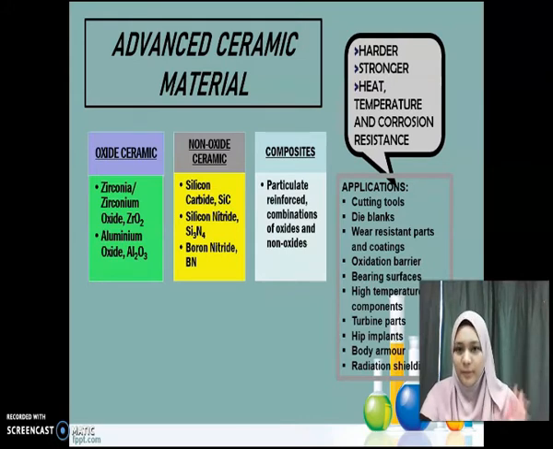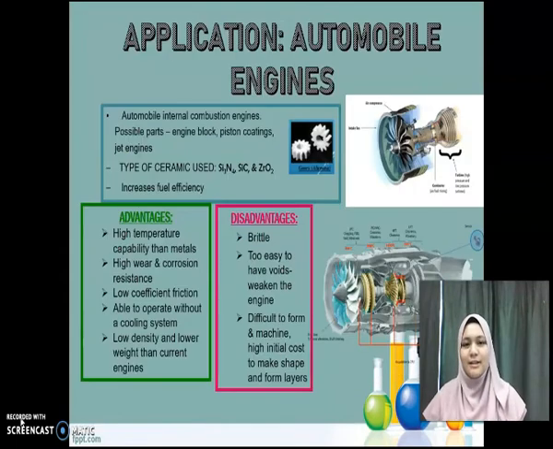And there are a lot of applications such as cutting tools, die blanks, wear resistant parts and coatings, oxidation barriers, and high temperature components. Next, we are going to look at the application. In engineering, we use it in automobile engines, especially in the internal combustion engine. We use it for the engine block, the coating of the piston, and the jet engine.